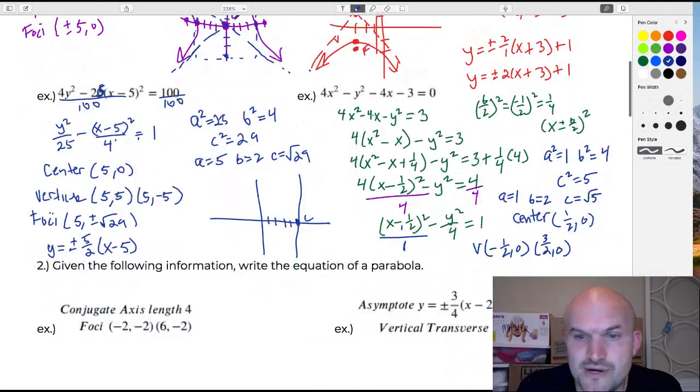We're running out of room though. My foci, I'm just going to use the radical, so I'm just going to have that as a positive 1/2 plus or minus the square root of 5, comma 0.